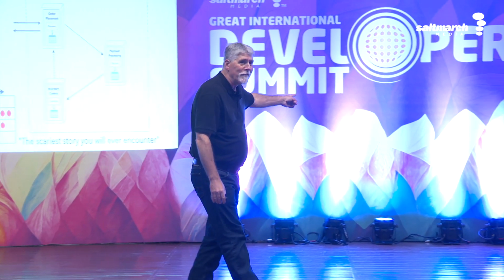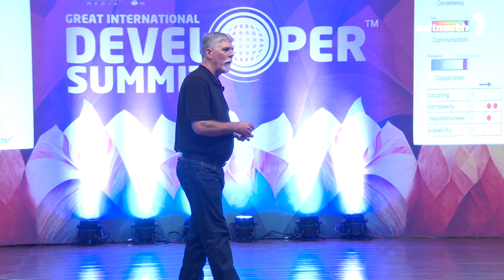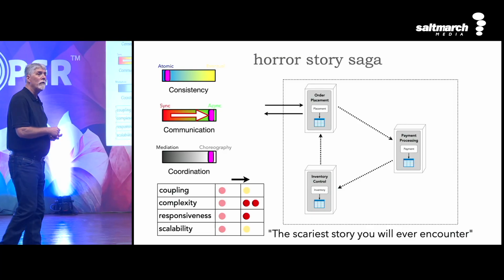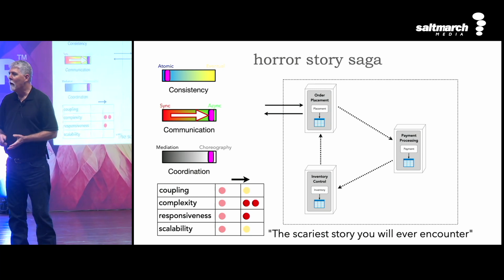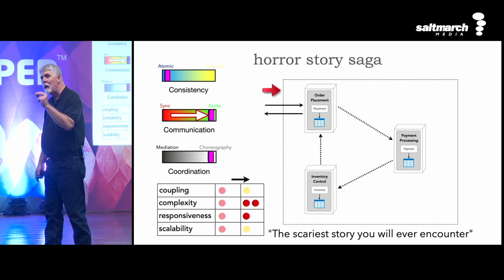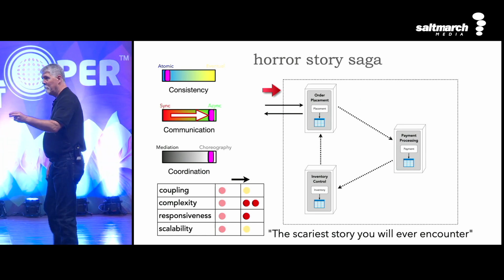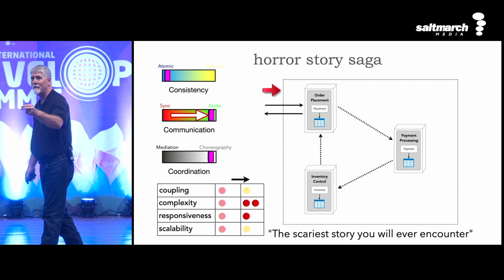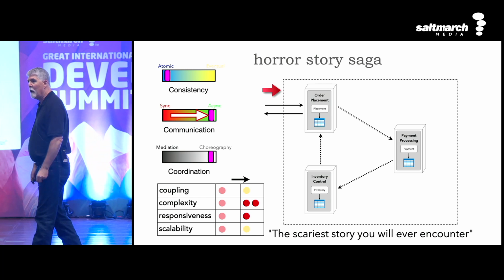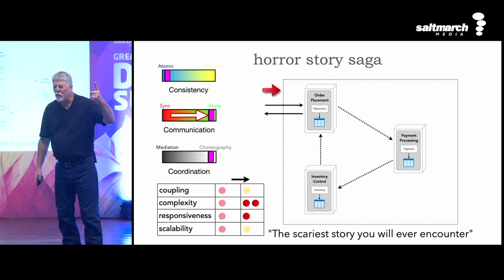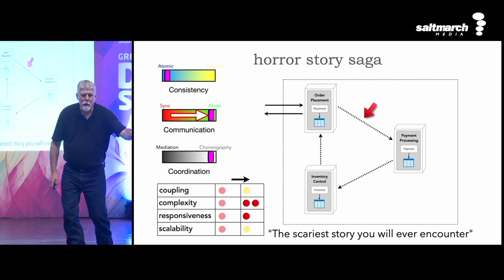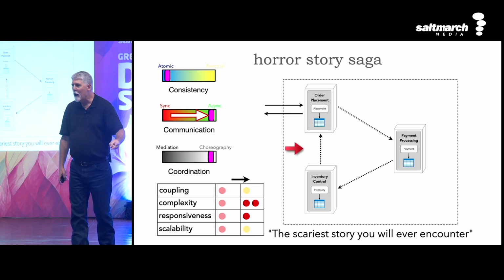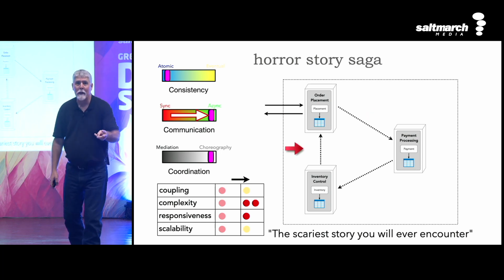And here it is. It's called the horror story. This is the worst possible story you will ever read. We call it the horror story because it contains the three hardest elements of distributed architecture. Atomic transactions, extremely difficult. Asynchronous behavior, extremely difficult. Choreography, a lot more complex than orchestration.